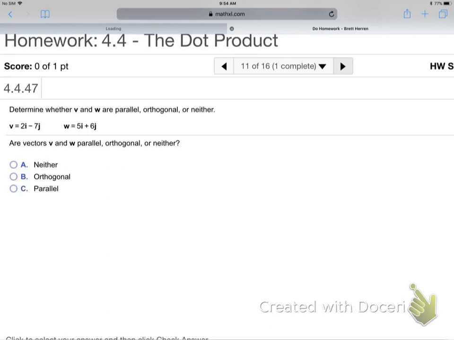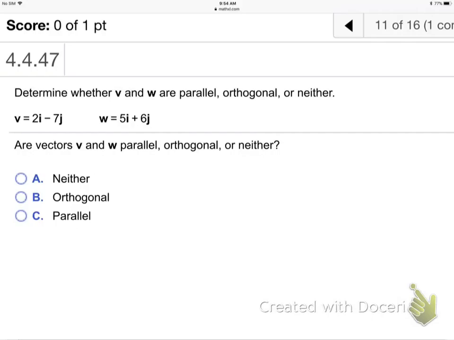All right, so try number 11 there. Is that big enough? Can you see that? Here, let me make it bigger. There we go. So try that one. Vector V, vector W. Find out. So start with the dot product. See if they're orthogonal.